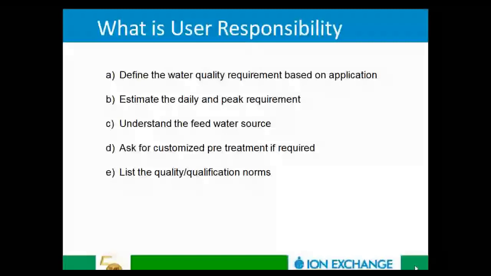The daily estimate is the total amount of water that could be used during the working hours. Say, for example, the lab is working for 8 hours. He has to estimate what his requirement would be in the complete 8 hours. And the peak requirement is, at a stretch, at a single point in time, the maximum water that could be needed. I would give you an example.